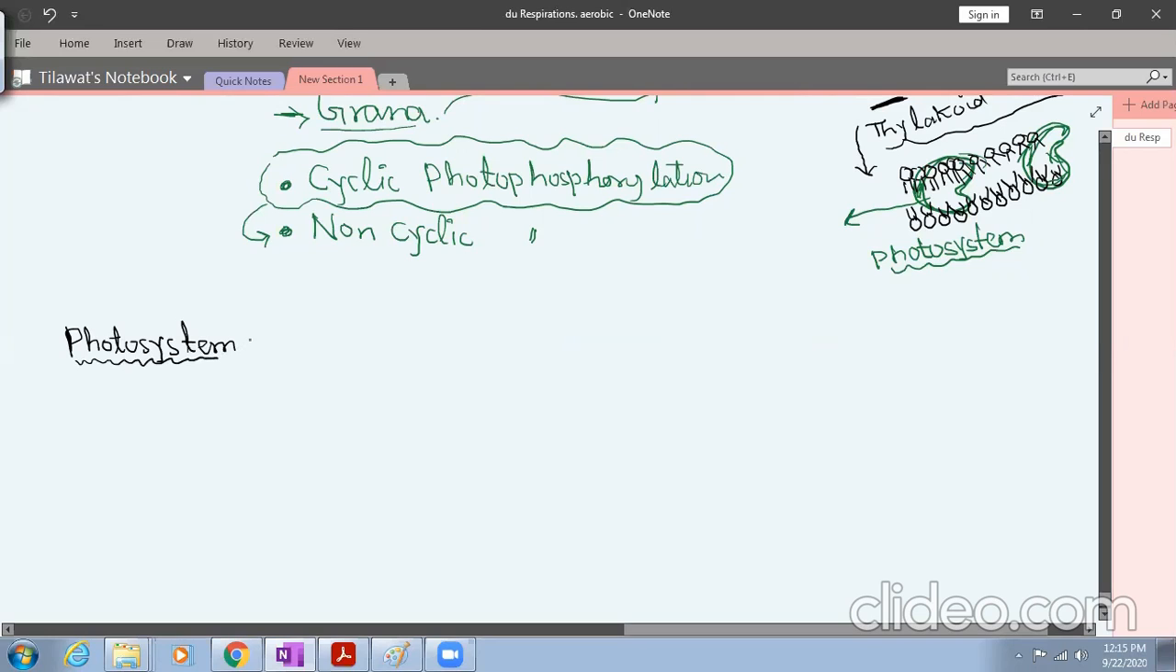This photosystem has two regions. One region is called the antenna complex, while the other region is called the reaction center.